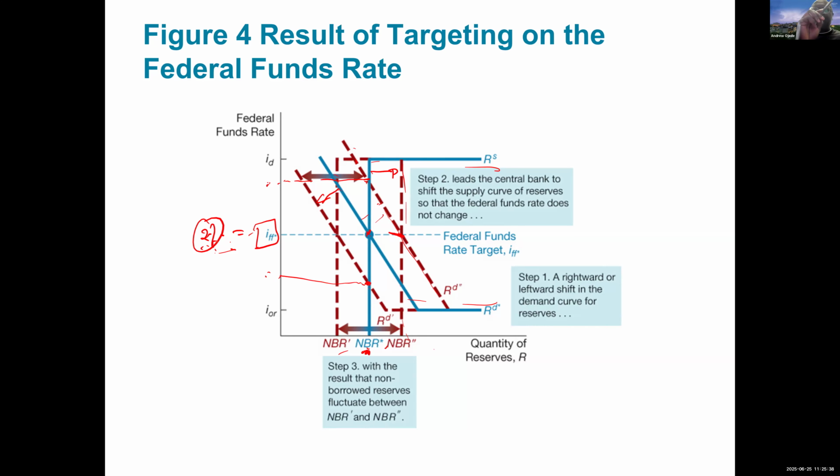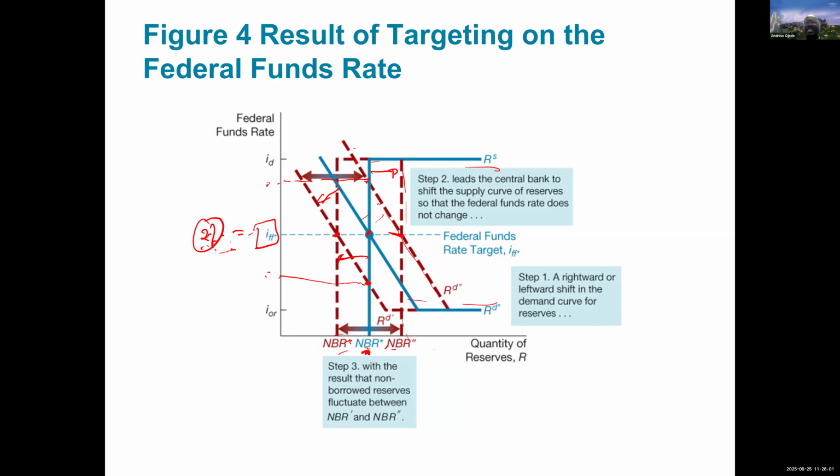So what does the Fed do to counter that? The Fed is going to pursue what we call a defensive open market sale of treasury securities. If the Fed sells bonds, that's going to decrease the supply of reserves in the banking system. Non-borrowed reserves shift to the left. Okay? So that keeps the interest rate at this target here, but that would allow the non-borrowed reserves to fluctuate. See?